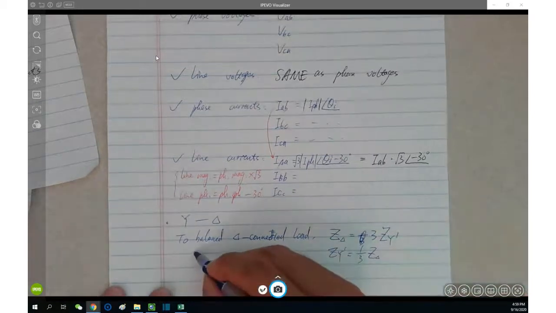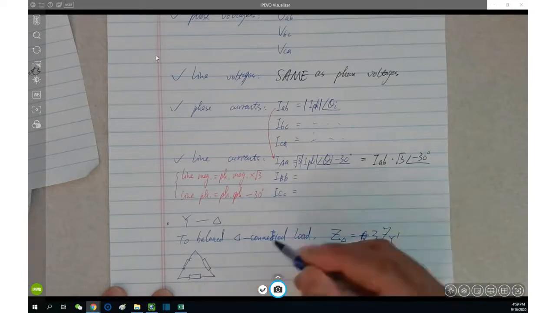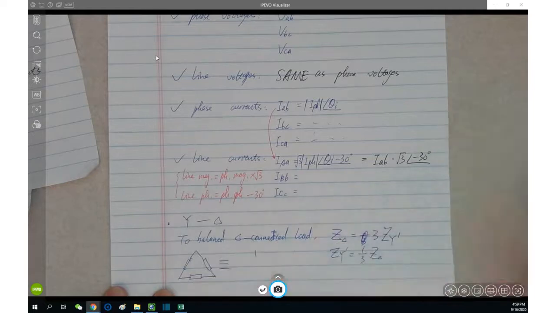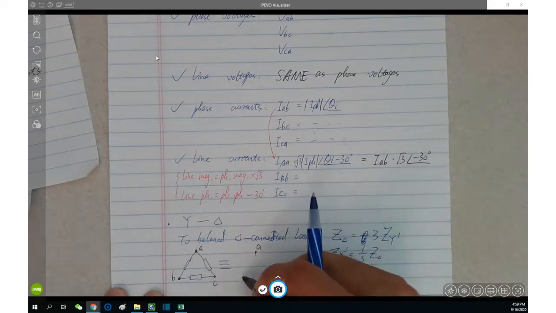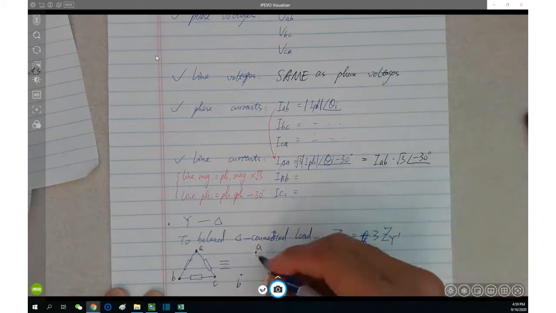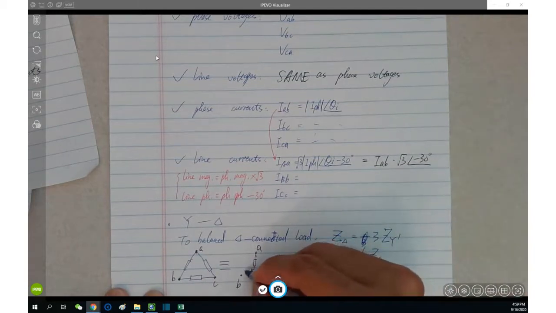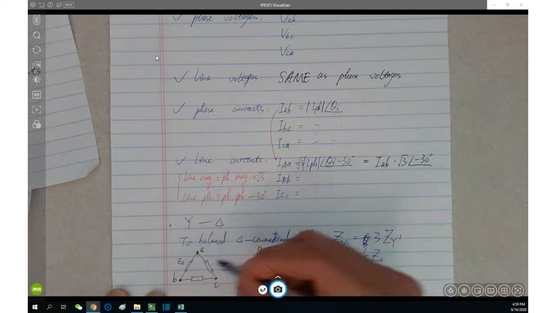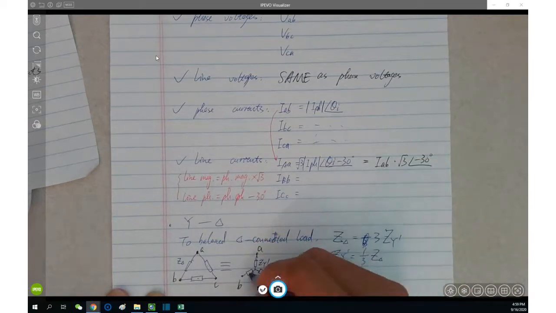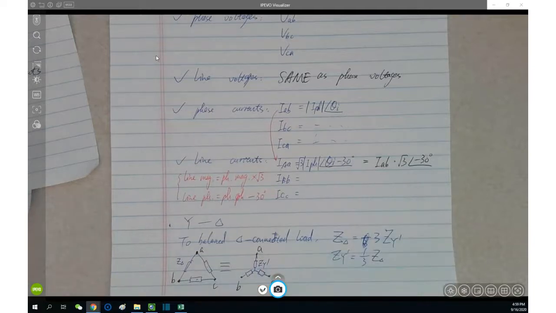Is that given a delta load like this, it's equivalent to, of course, here, very important, A, B, and C. The equivalent A, B, and C, equivalent to this, a Y load connected like this. And if here is Z delta, Z delta, and Z delta, then here is ZY prime, ZY prime, and ZY prime. The relationship between them is ZY prime equals to 1/3 of the Z delta. This is also you guys learned from 335 or even 235, okay, to balance the load.